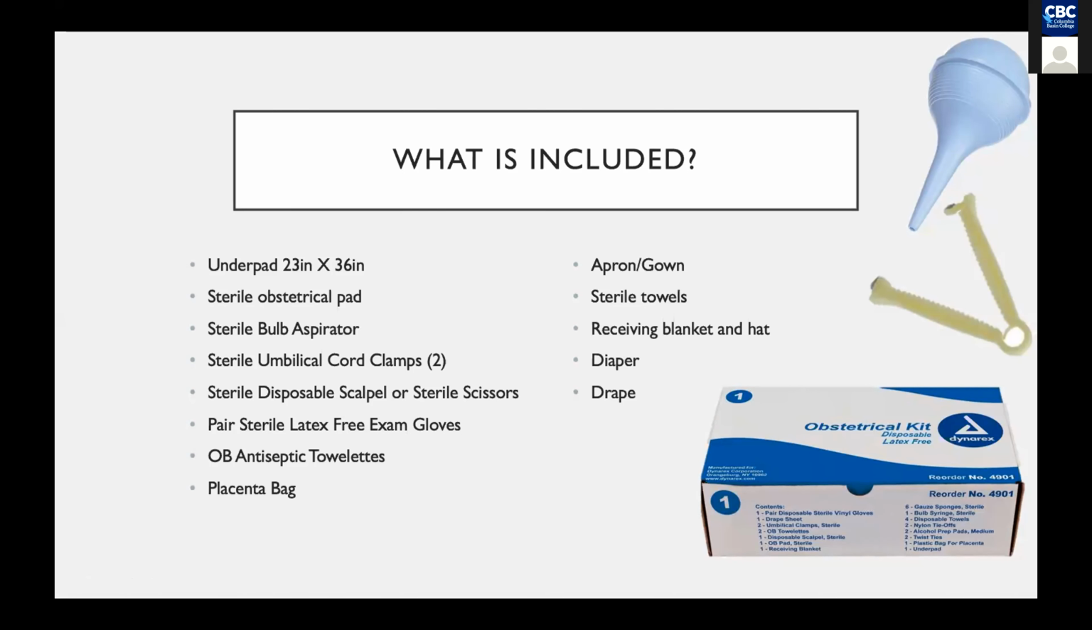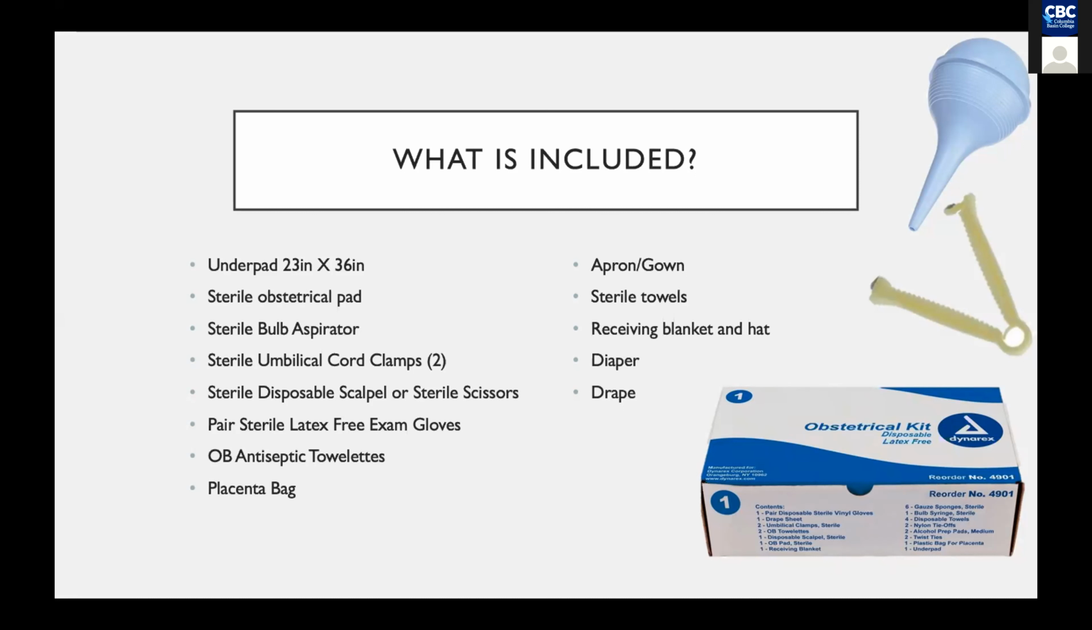There should be a sterile bulb aspirator, which is used to suction the baby's nose and mouth for any fluids or sign of respiratory distress after delivery. There should be a clear plastic bag for the collection of the placenta, or placenta bag. Sterile exam gloves. There should be OB antiseptic towelettes to clean the perineum, or sometimes they have sponges that you would use when scrubbing in for surgery.